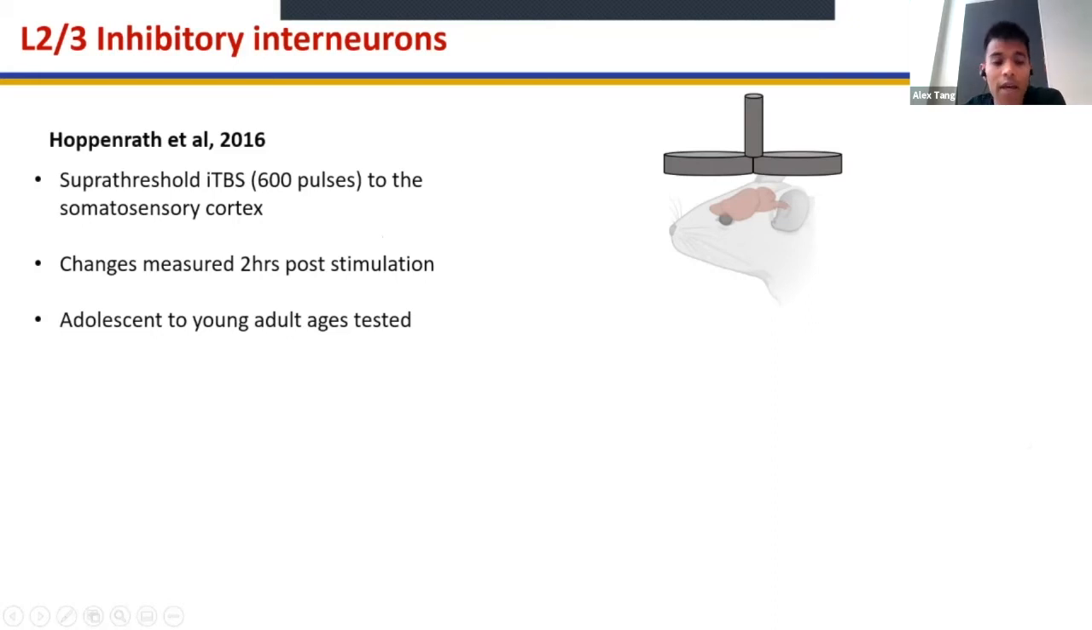Another interesting thing about this study was that they were looking at changes in different ages. So they looked at juvenile mice and also young adult mice. Sorry, this was in rats.